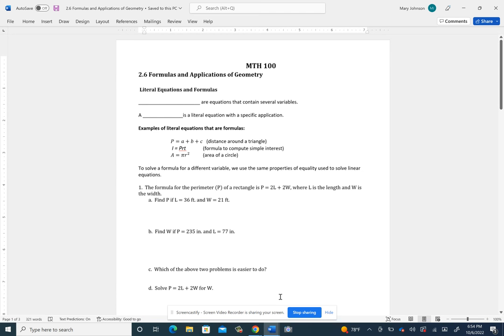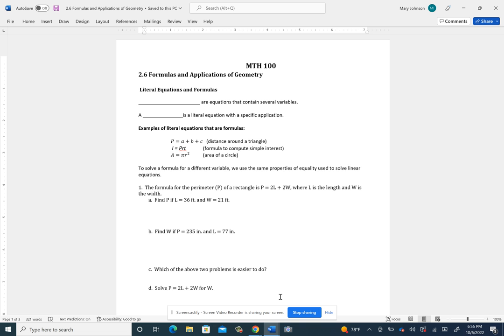In this video, we're going to look at section 2.6. This is where we are working with formulas, and we're going to look at a couple of geometry applications as well. I want to do the top part of this, and then about half of the problems on this sheet, and we'll save the other half for Monday. Just want this to be a quick intro, enough to where you can get started on your homework.